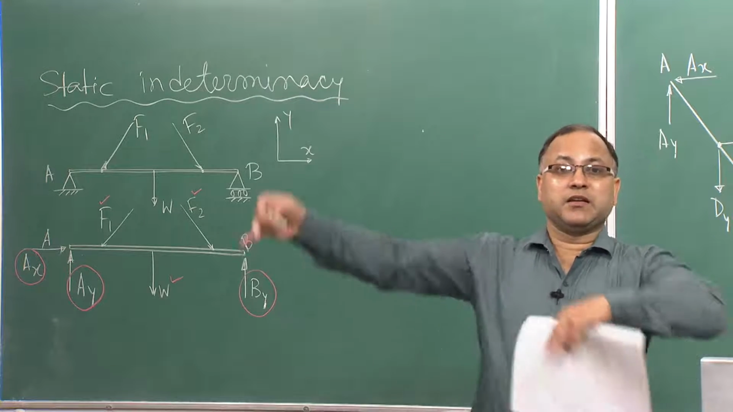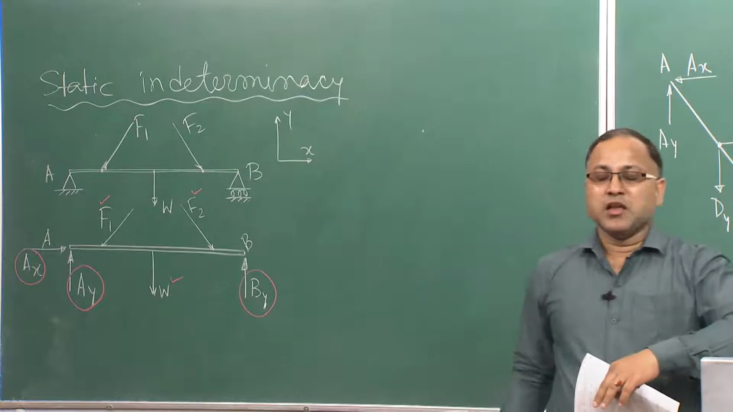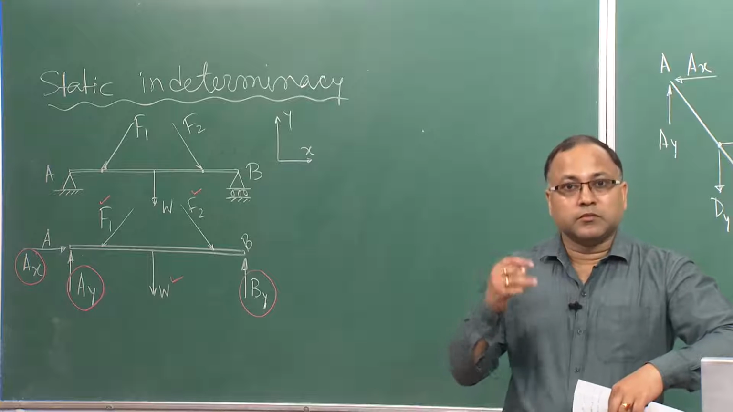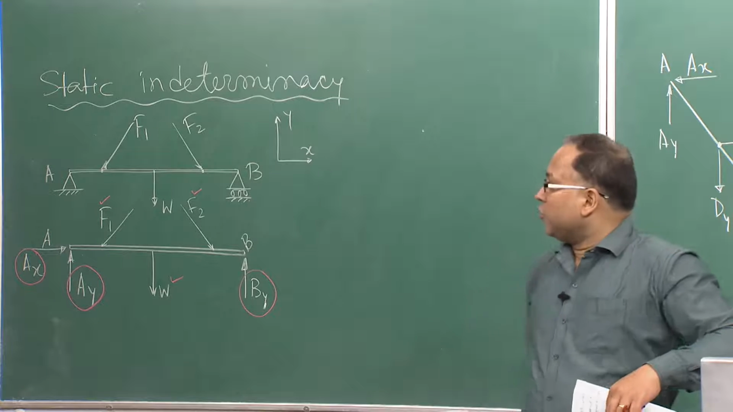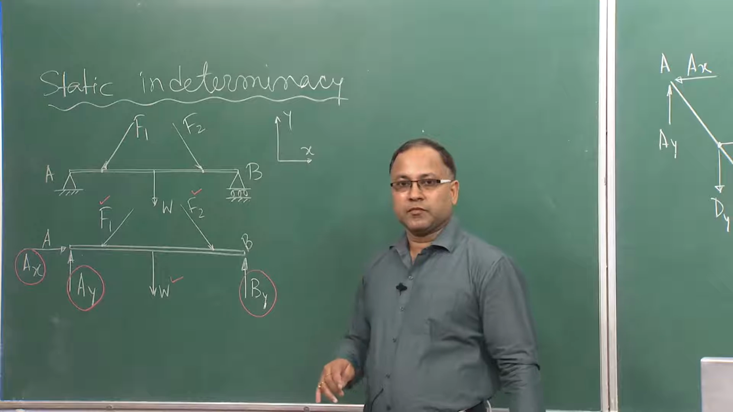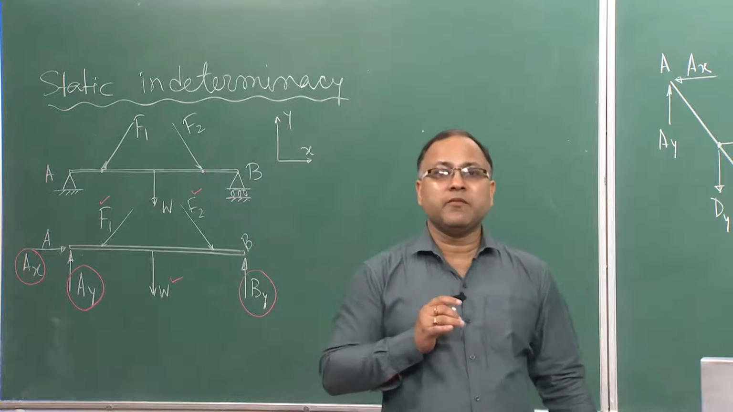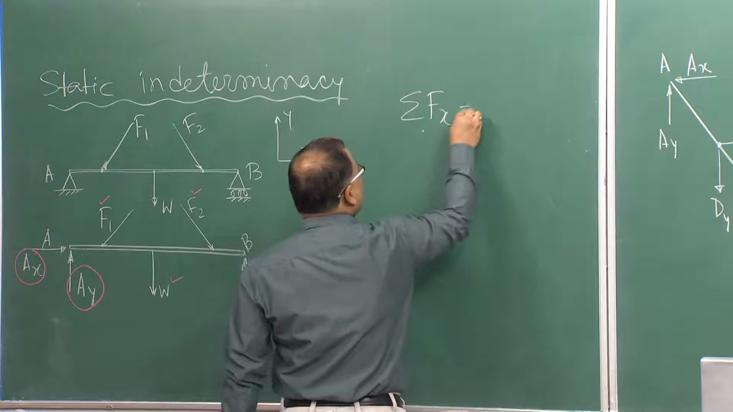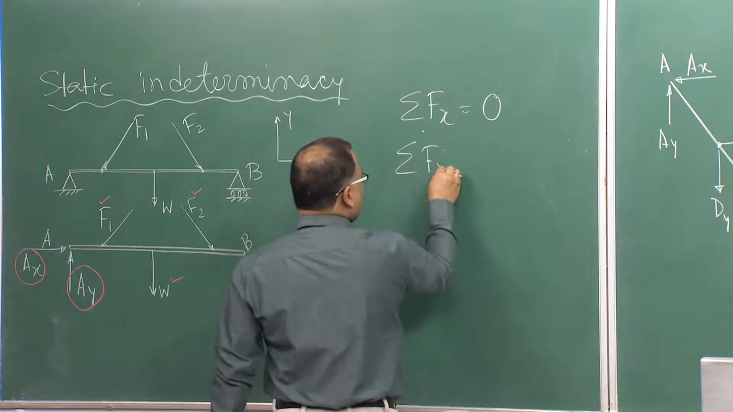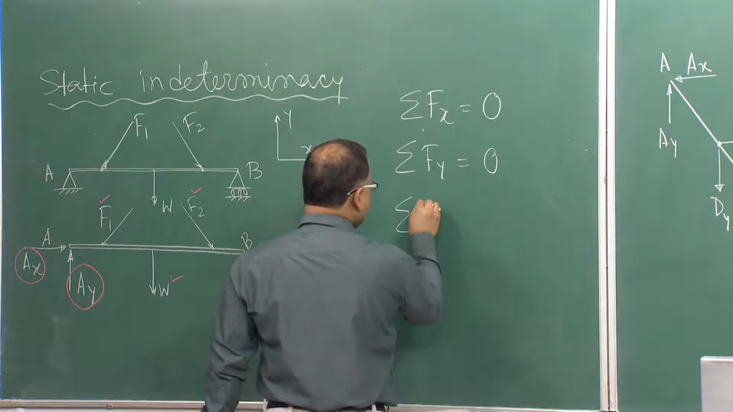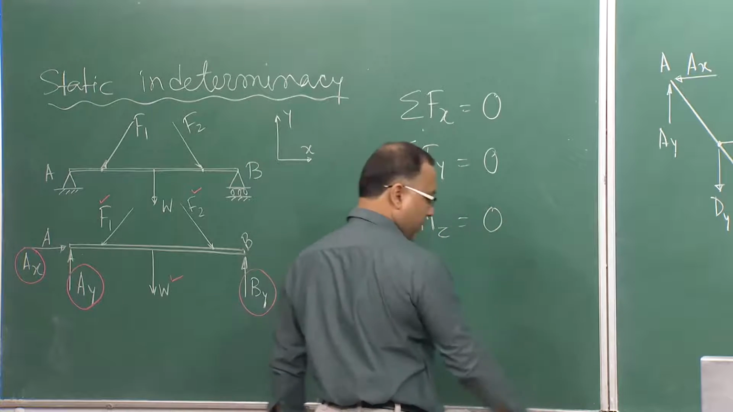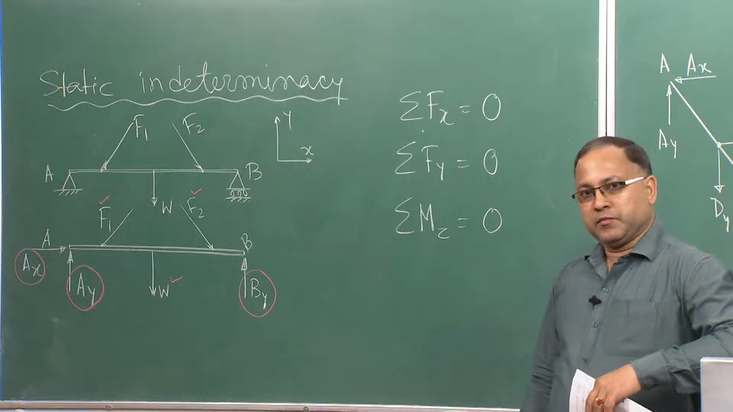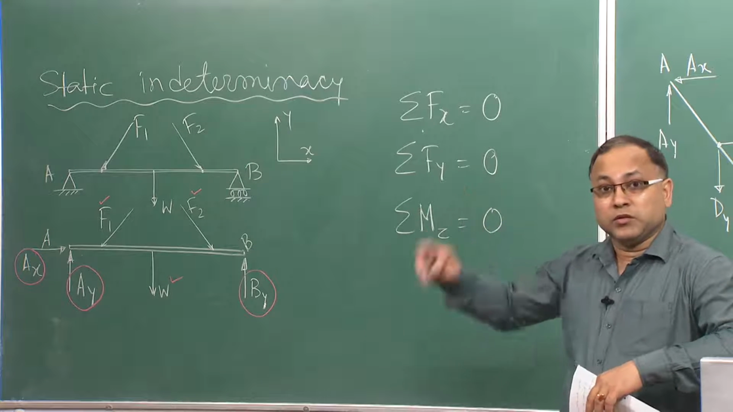If you consider x, y, z, that is the 3-dimensional state of force condition, right. But here your force and everything is in xy plane. So, how many equations are available with you? 3, that is summation of Fx equal to 0, summation of Fy equal to 0 and summation of Mz equal to 0. Moment with respect to z axis, z axis is normal to the board, okay. Z axis is normal to the board.